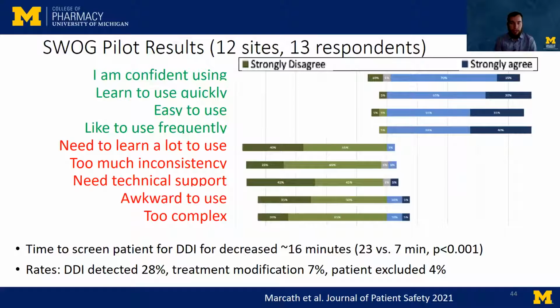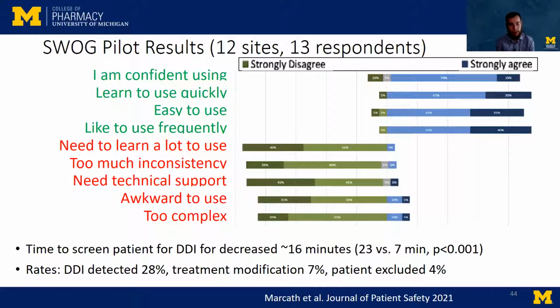So we did a pilot study just on usability where we had 13 different respondents, so 13 ORPs at 12 sites, and we had them use the tool for a month or two, and we asked them, were they confident using it? Could they use it easily? Was it complex, et cetera? So you can see the top 4 questions were sort of positive attributes. The next 5 questions were negative attributes. And for the positive attributes, you can see high degrees of agreement or strong agreement. And for the negative attributes, high degrees of strong disagreement or disagreement. So overall, we had very good usability characteristics.